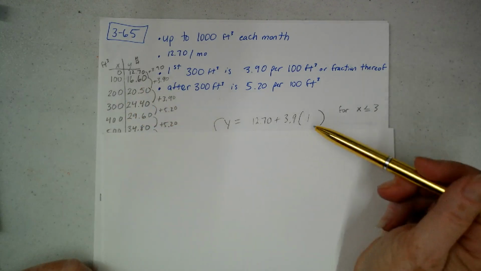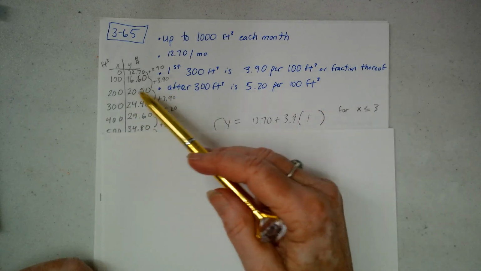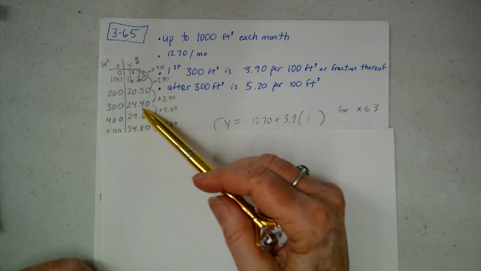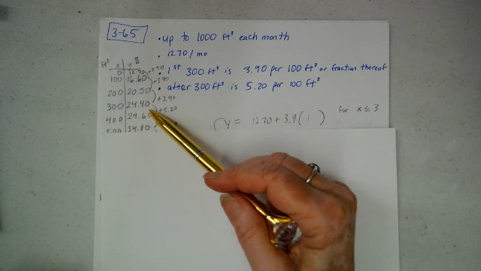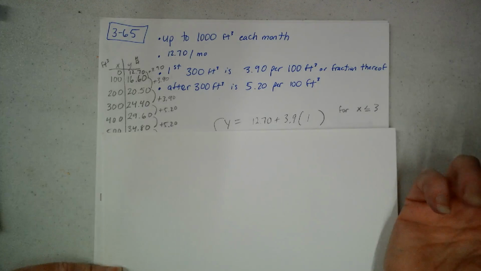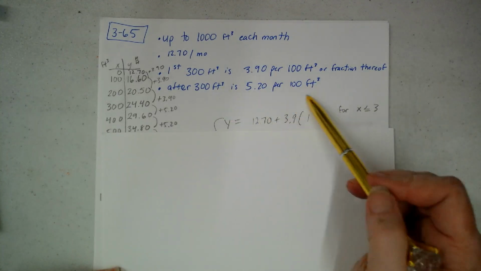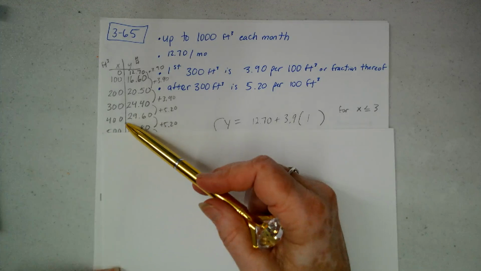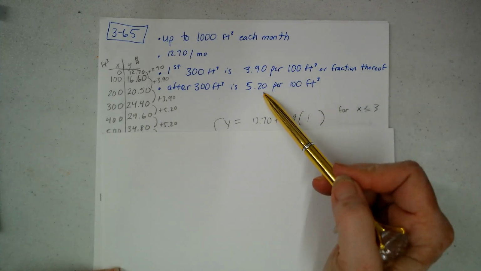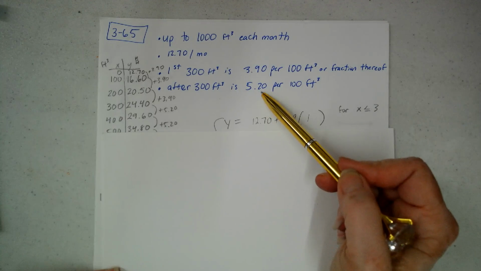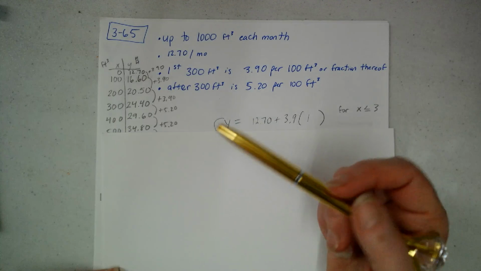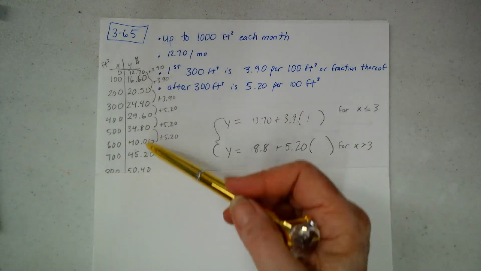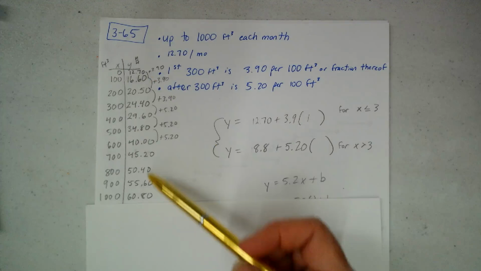Then I did it a couple more times. I plugged the 2 in, and then I realized we're just adding $3.90 each time, at least for the first 3 times. But after the 300th cubic foot, I have to start using these other numbers. It says after 300 cubic feet. So when I try to do my 400, I can't plug it in up here because it costs more now: $5.20 per 100 cubic feet. What I didn't realize is I could have just added 5.20. This is actually correct, my table. You just keep adding $5.20 so you can get all the numbers.